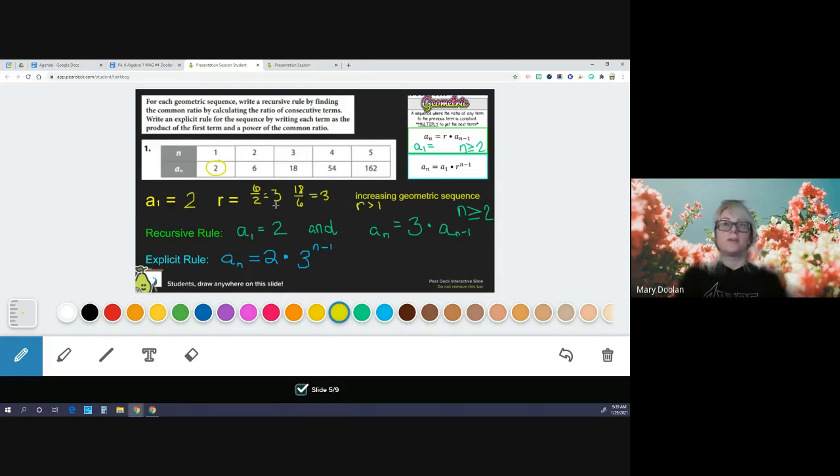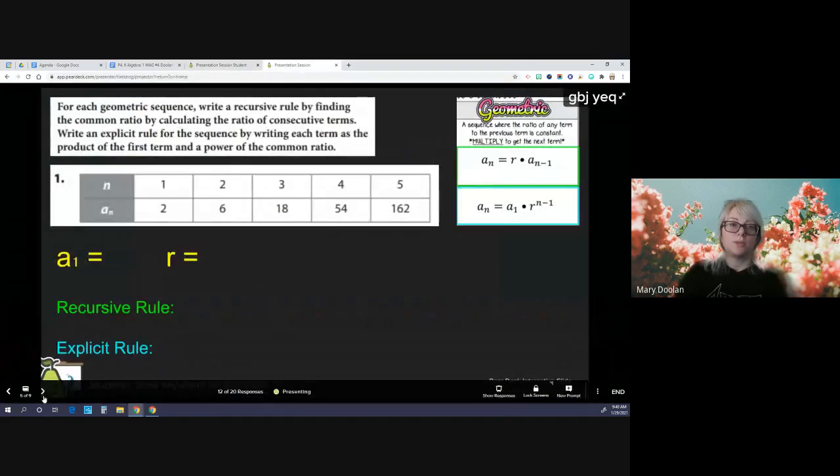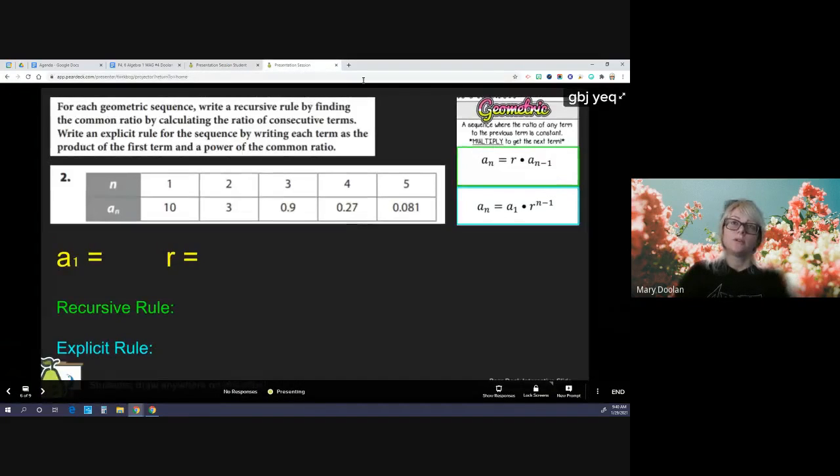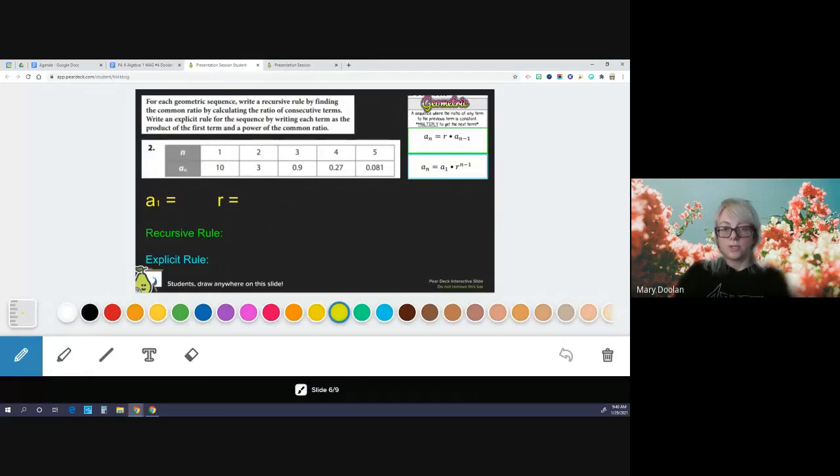Maybe you get a little confused. Is it 3? Is it 1/3? How are you supposed to write it? So if it's increasing, it needs to be a number greater than 1. We'll see on this next example, if it's decreasing, then it's going to be a value less than 1. All right, so here's our next one.